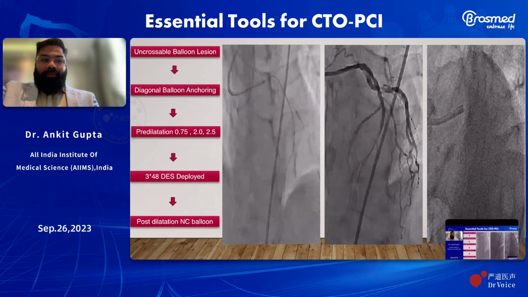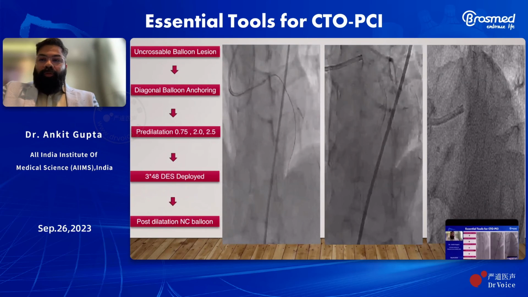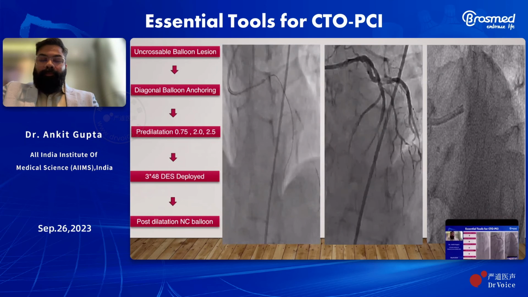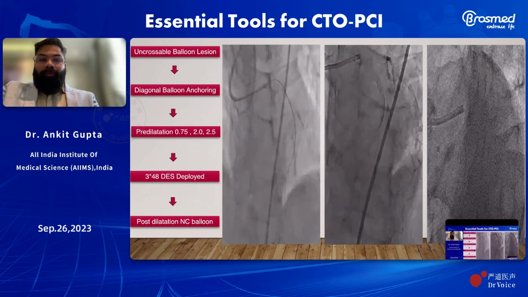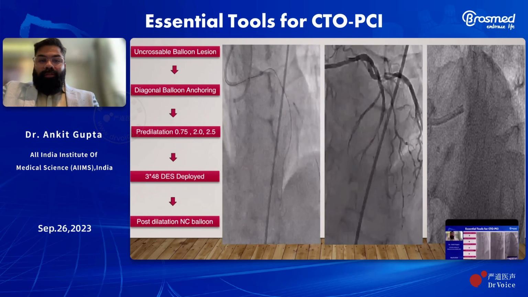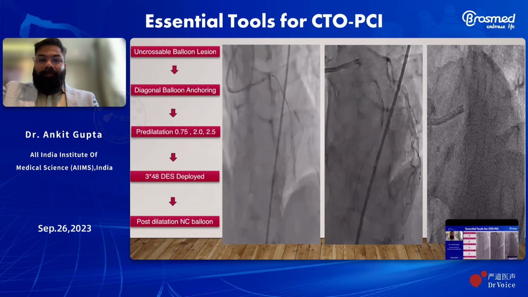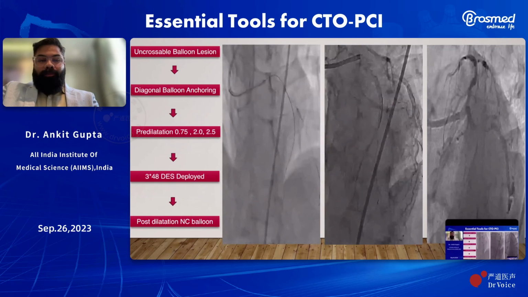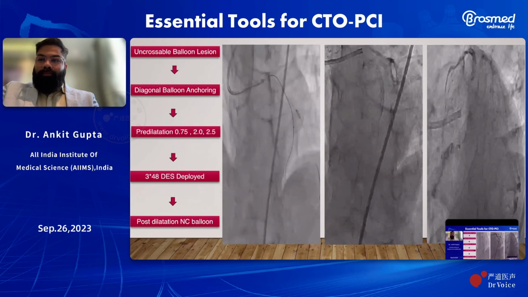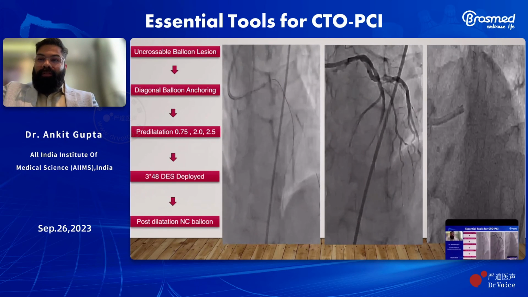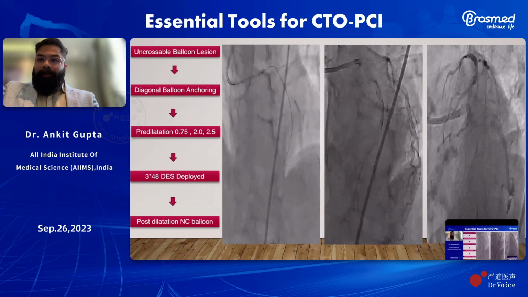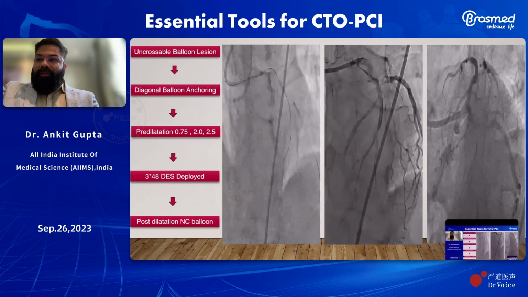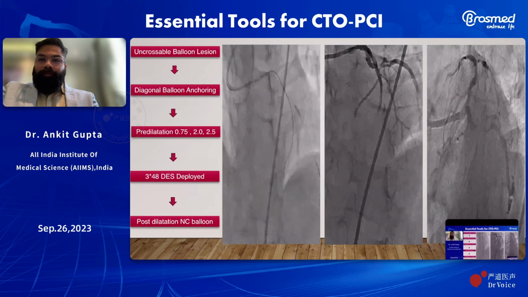Then I did the pre-dilatation with the 2 and 2.5 semi-compliant balloons, deployed a 3 by 48 drug-eluting stent, and post-dilated with a 3.25 NC balloon. And here are the results we can see in the second and third angiograms, in the allocranial and the spider view.